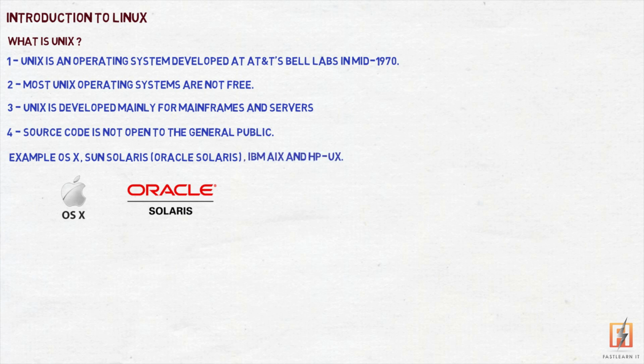The third example of a Unix operating system is IBM AIX, Advanced Interactive Executive. It's also a series of proprietary Unix operating systems developed and sold by IBM for several of its computer platforms.